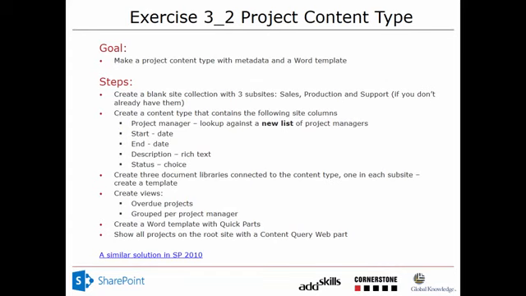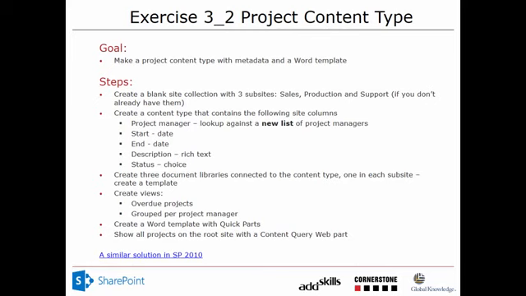In this demonstration, I will make a project content type with metadata and a Word template. So this is a rather long, complex demo, but it achieves a rather common use case and goal. So the steps are to create a blank site collection with 3 subsites: sales, production, and support. I did those in another demo, so that's already done.